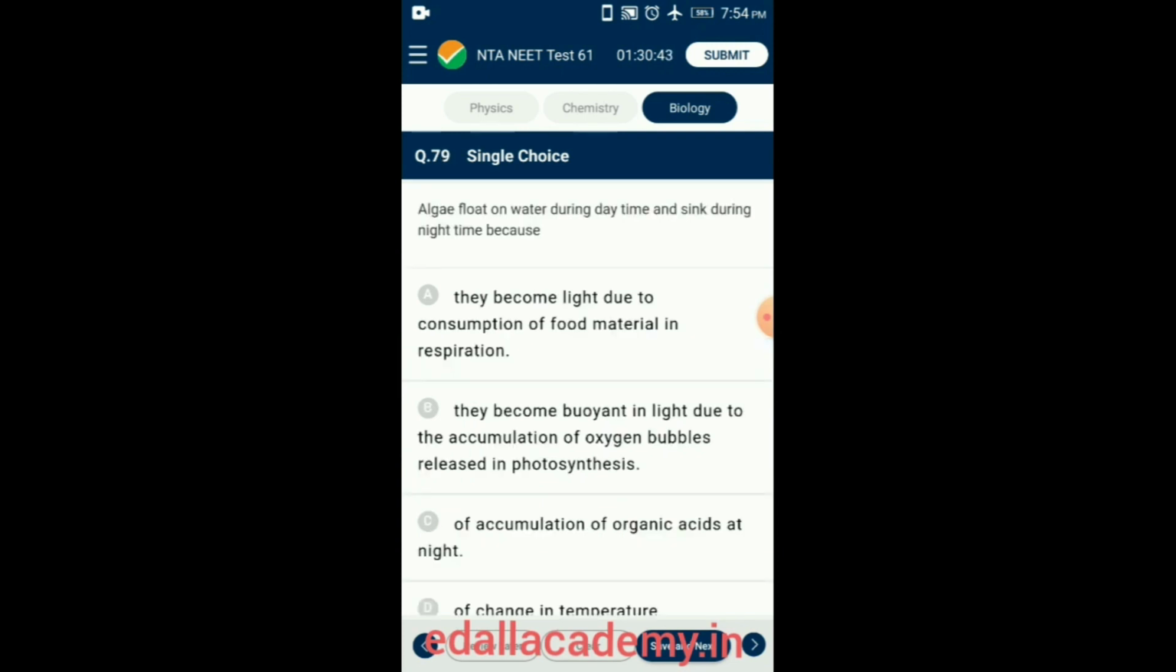Question number 79. Algae float on water during daytime due to the accumulation of oxygen bubbles formed by the process of photosynthesis. This oxygen is utilized during the life process of respiration, and hence they sink during night time. So the answer for this question is option B. They become buoyant in light due to the accumulation of oxygen bubbles released in photosynthesis.